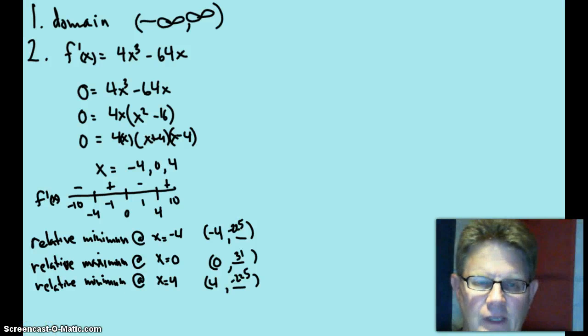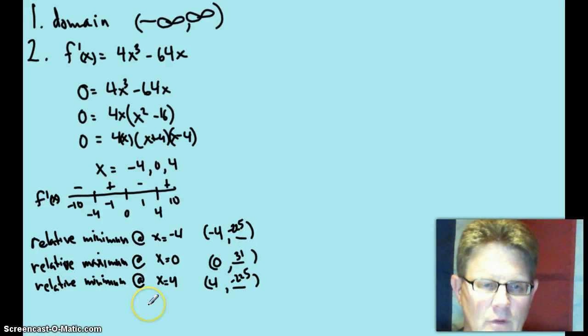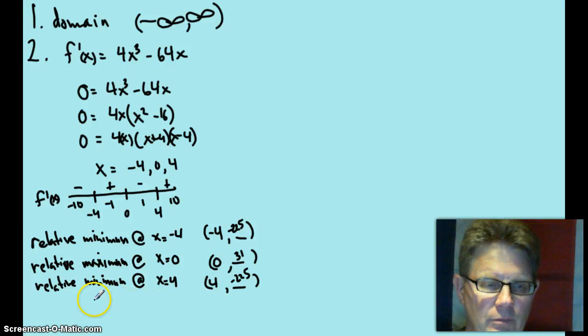Those are the values I got. Negative 4, negative 225; 0, 31; and 4, negative 225. Those are where there are relative extrema.